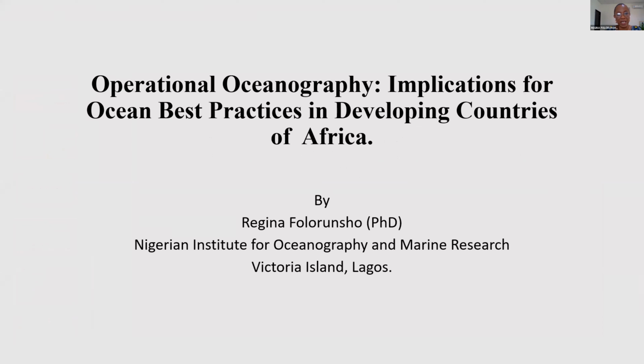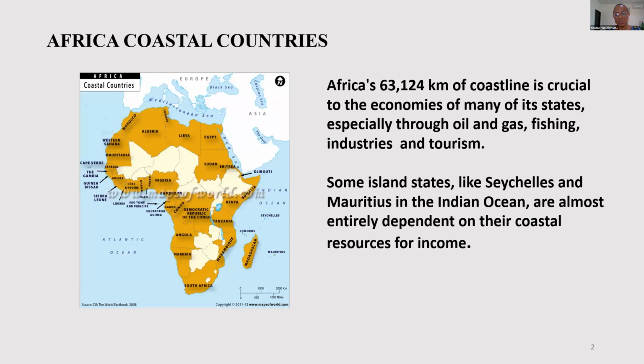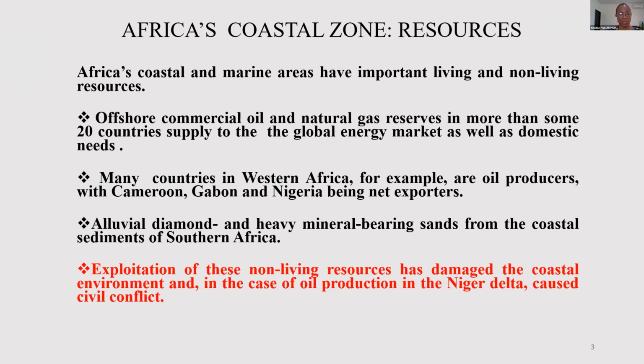Operational oceanography: implications for ocean best practices in developing countries of Africa. This is Africa's 63,000 kilometers of coastline, which is crucial to the economies of many of its states, especially through oil and gas, fishing industries, and tourism. Some island states like Seychelles and Mauritius depend almost entirely on their coastal resources for income.